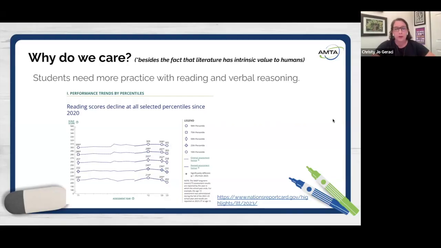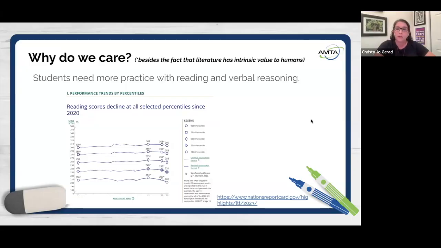But you've probably heard or seen the recent NAEP scores from the Nation's Report Card, and reading scores were down in all percentiles. The only group that did not show a decline were students who said that they enjoy reading outside of school. That group that still reads a certain, I forget how many hours outside of school, their scores didn't drop significantly, but in every other category, they dropped. So students need more practice with reading and verbal reasoning, whether that's oral or written.